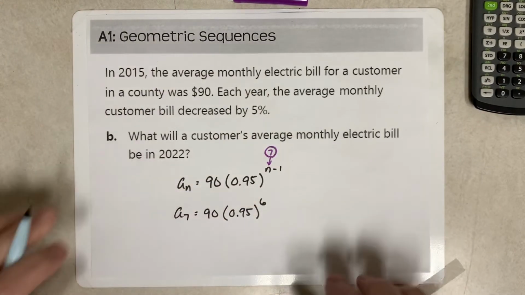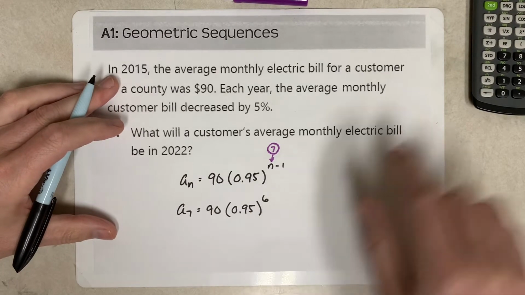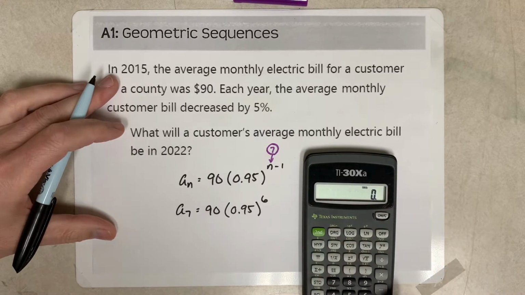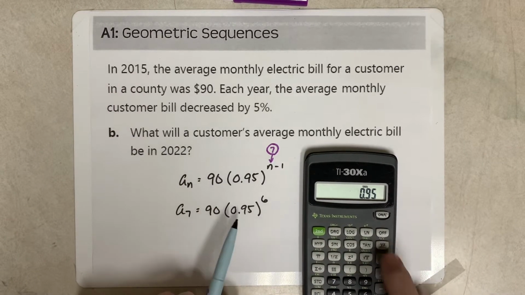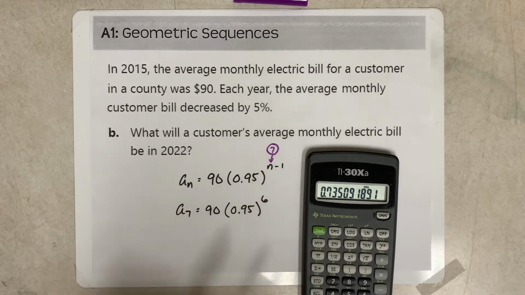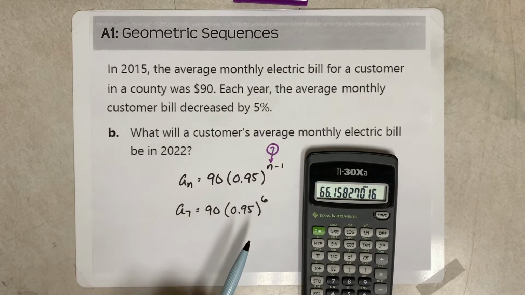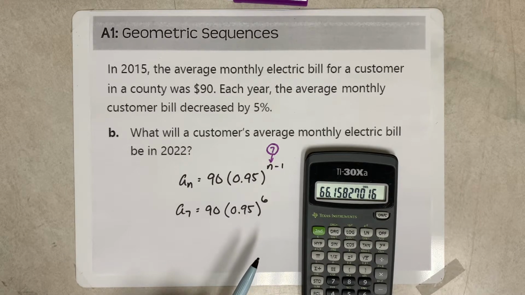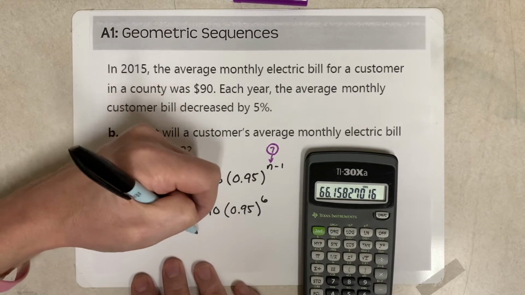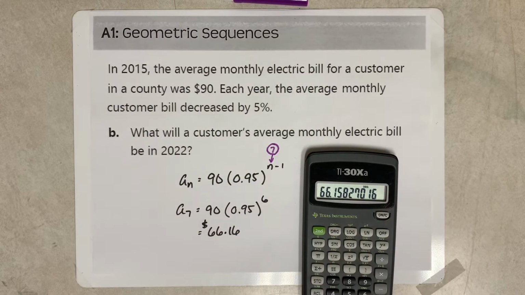happens to be 6. Now it's going to get kind of complicated number-wise, because this is going to be, like we've seen before, a big long decimal. So let's bring our calculator in here, and let's do 0.95 raised to the 6th power, and we get a big long decimal, 0.7350918991, probably keeps going. We're going to multiply it by 90, and we get 66.158, and so that should be actually $66.16. So we're going to say $66.16 for that one, and then we should be good.